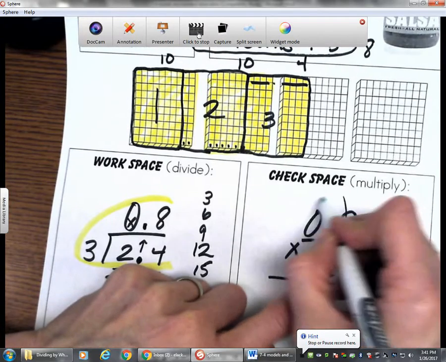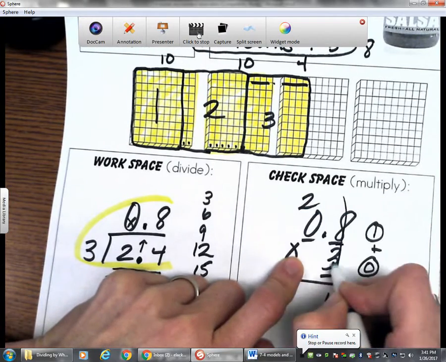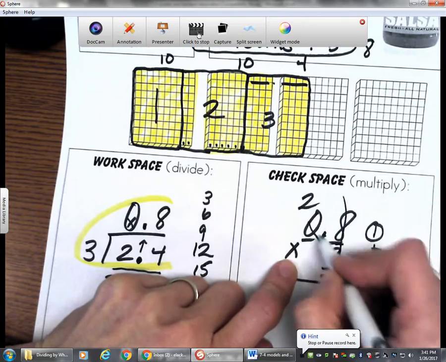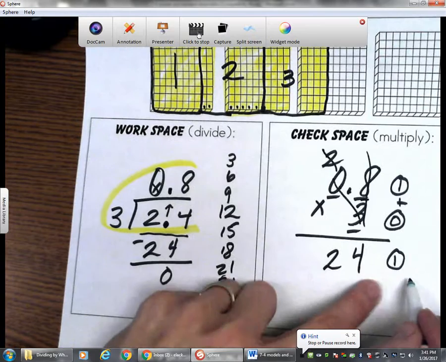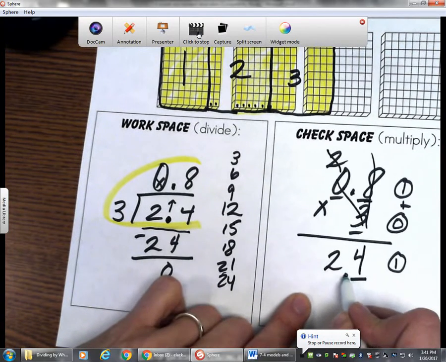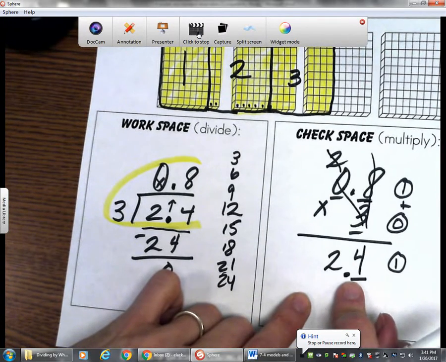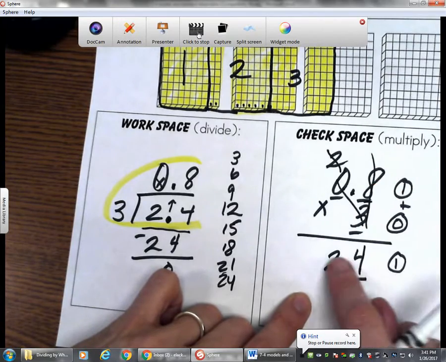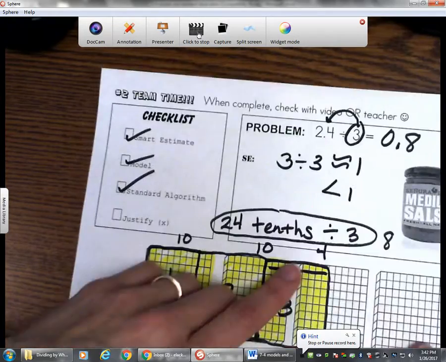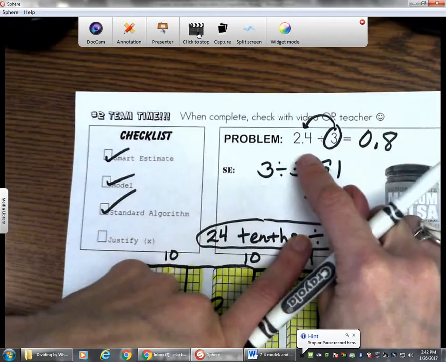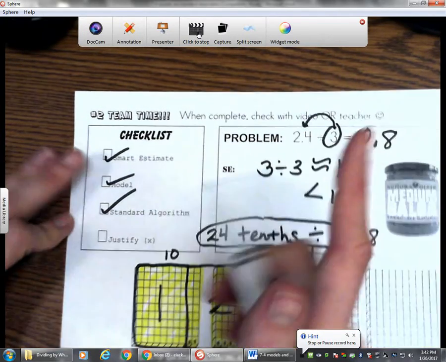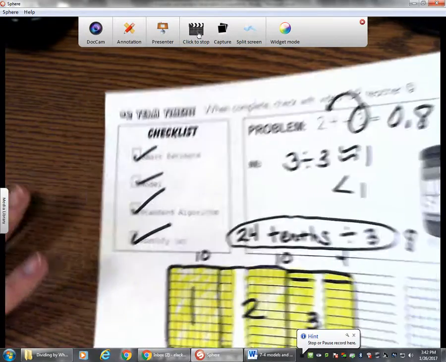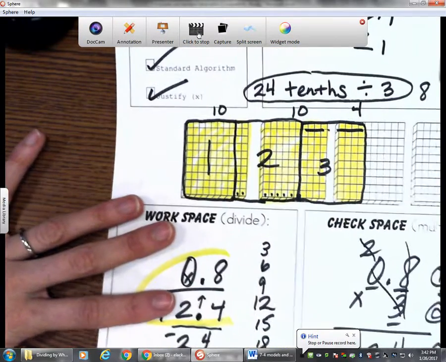3 times 8 is 24. 3 times 0 is 0, plus 2 is 2. And there's that 1 place after the decimal. I like to underline it. So my answer, or in this case it's a product, is 2 and 4 tenths. And remember, that was my inverse operation. 8 tenths times 3 better equal 2 and 4 tenths, and it did. So that is me justifying and checking and proving that my answer is correct.